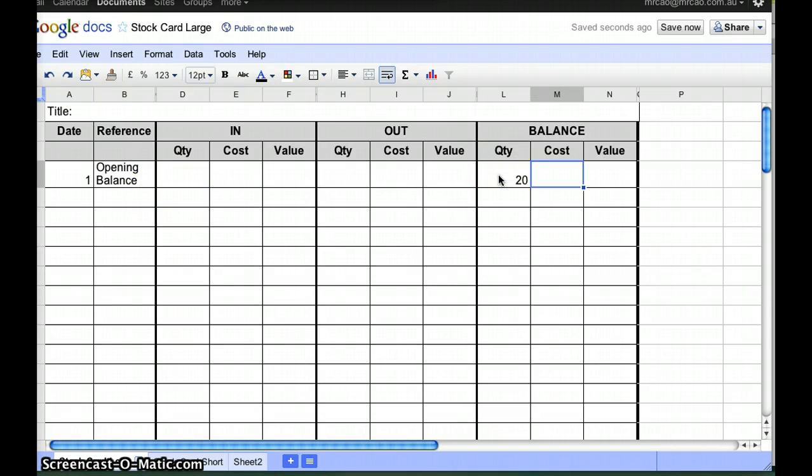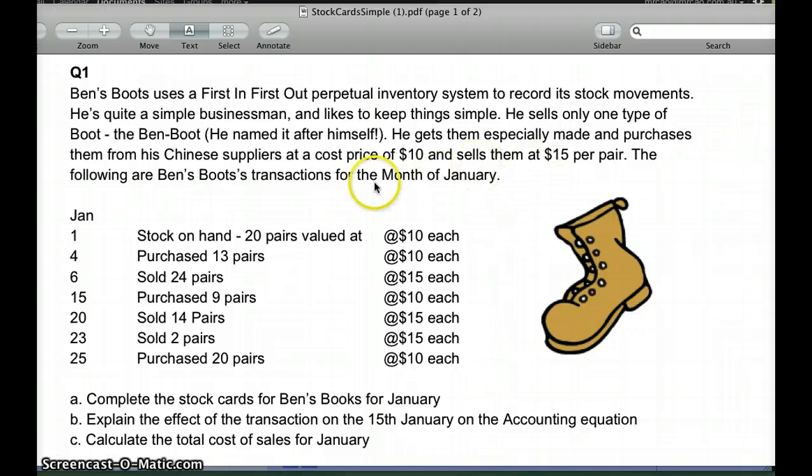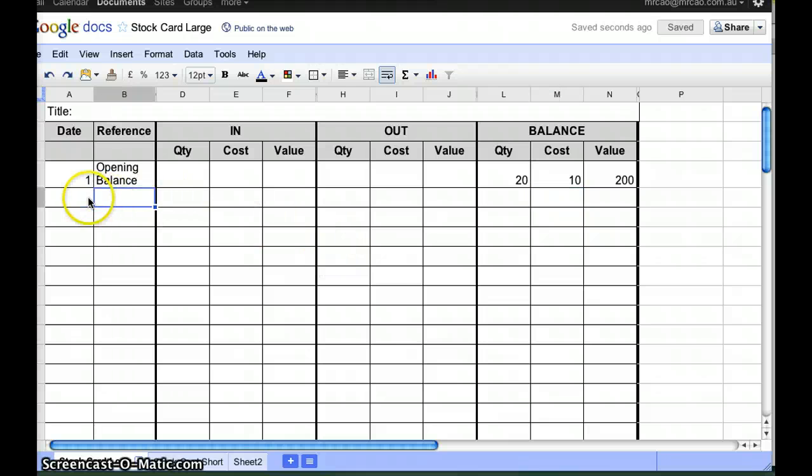20 at $10 each, which would give me $200 in total. So that's the value of my stock at the moment. The next thing, on the 4th of January, it says that I've purchased 13 pairs at $10 each. So on my stock card, it was the 4th.